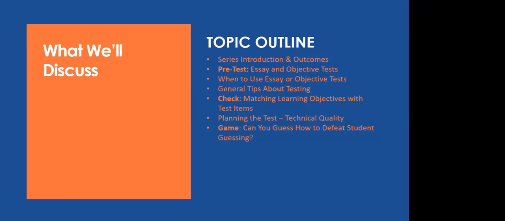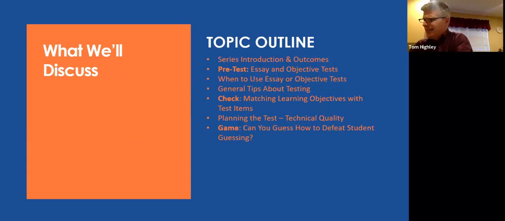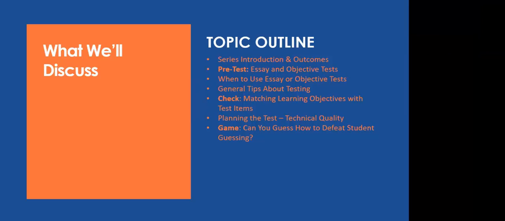We're going to introduce the whole series and the outcomes of that series, and then we're going to do a pre-test about essays and objectives. We're going to discuss some general tips about testing, and then we're going to have a mid-webinar wake up and do another interactive item there and match some learning objectives with test items. And then we're going to talk about the technical quality and criteria for establishing technical quality in your tests. And finally, if we get to the end and we have time, I've got a little game.